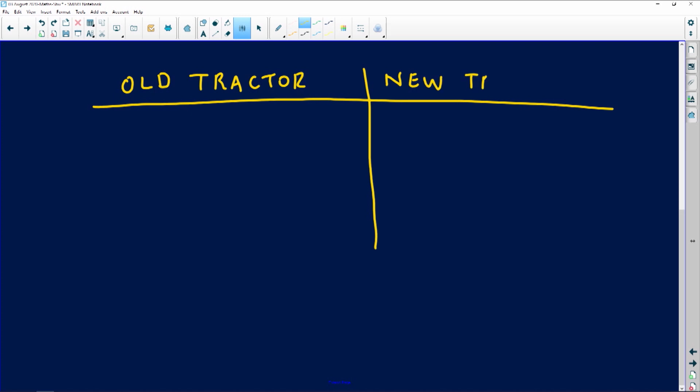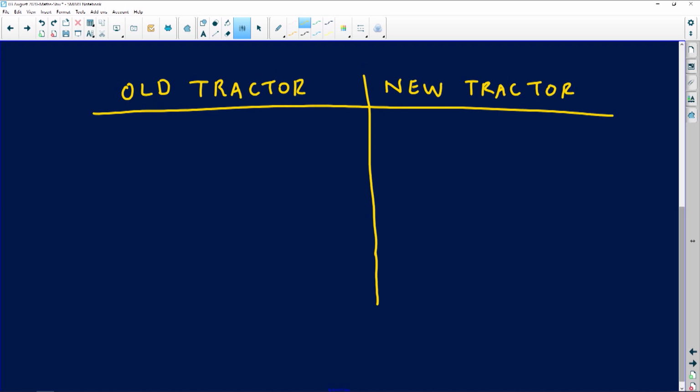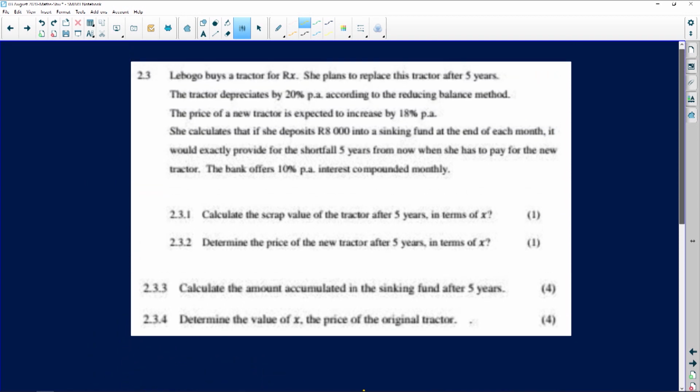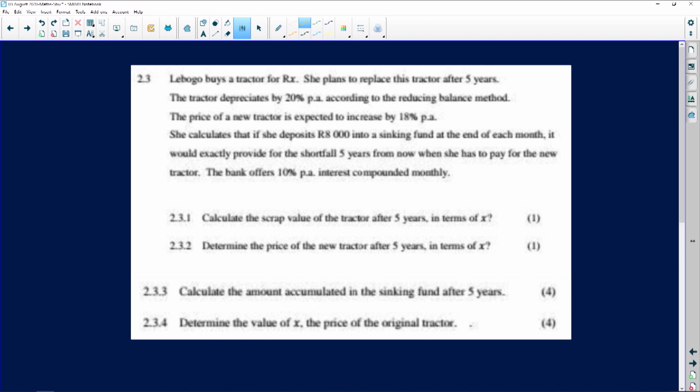So the new tractor, we're going to talk about it here. Every time there's a question discussing the new tractor, we'll write it there where it says new tractor, right? So this tractor, we don't know what amount he bought it for, right? Okay, let's go back. Now, they're saying she plans to replace this tractor after 5 years. So key important information here. She's going to replace this tractor after 5 years. She bought it for an unknown amount of money.